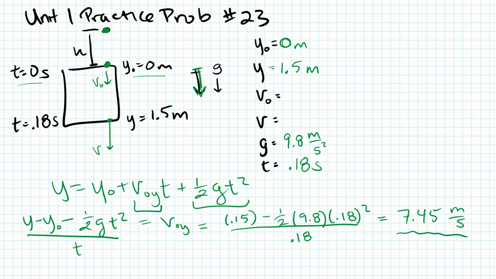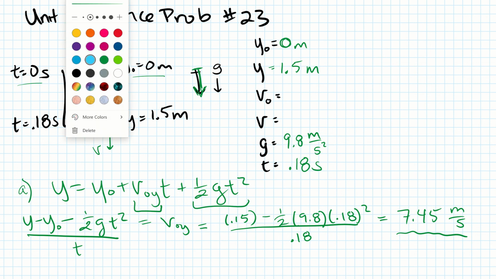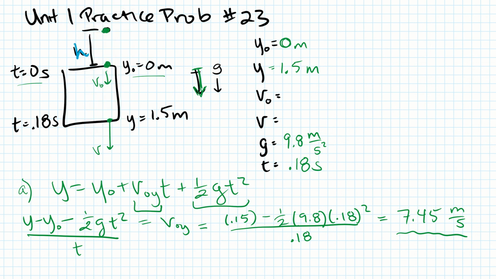Part B is then we need to figure out what is this value h. So what height above the window was that object dropped? We just did A, now let's do part B. Let's do part B up here so that I don't have to move the screen. For part B, if we're trying to find h, we now actually know this velocity at y naught. We know the velocity is 7.45 meters per second.